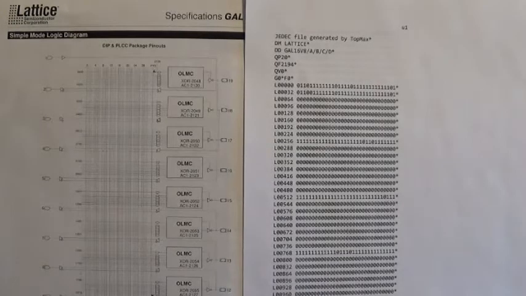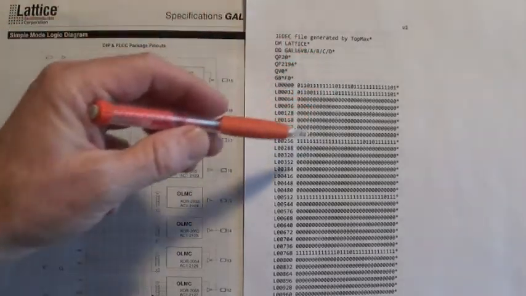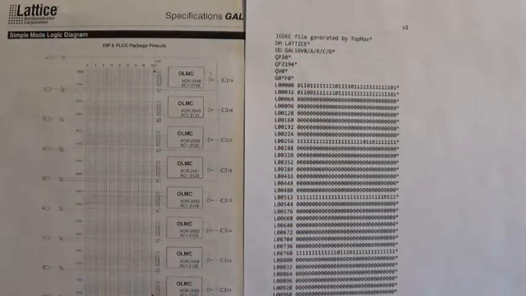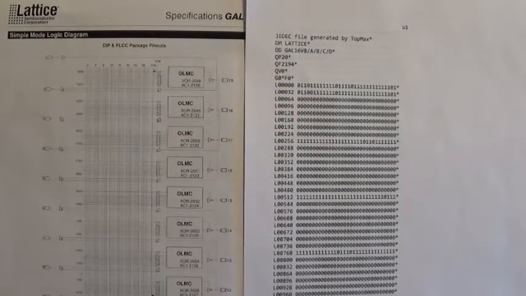Now, JEDEC stands for Joint Electron Device Engineering Council. They're the folks that come up with this standard of ones and zeros for the GAL or PAL. GAL stands for Generic Array Logic, and PAL stands for Programmable Array Logic.